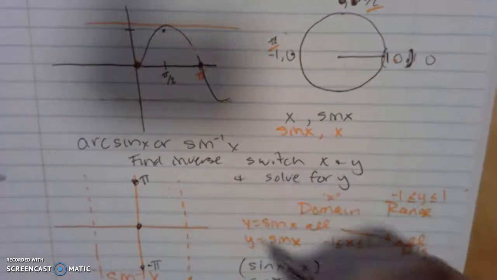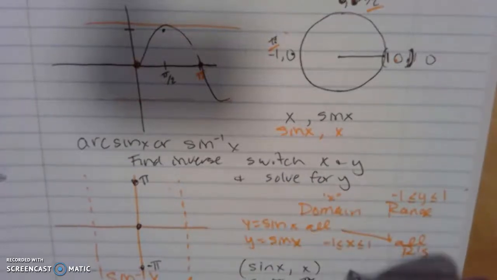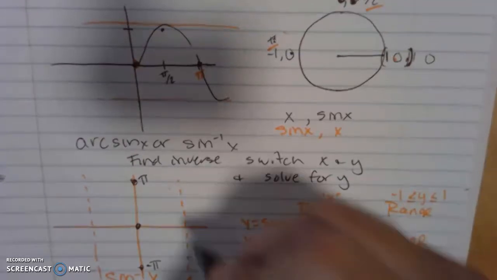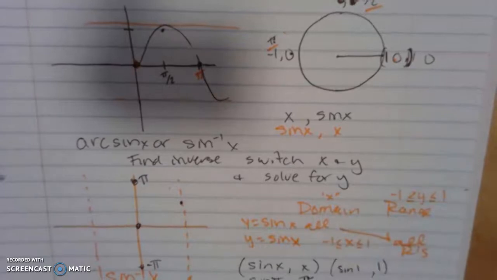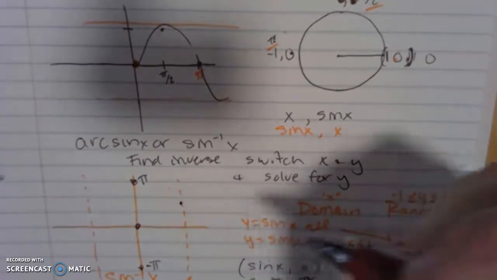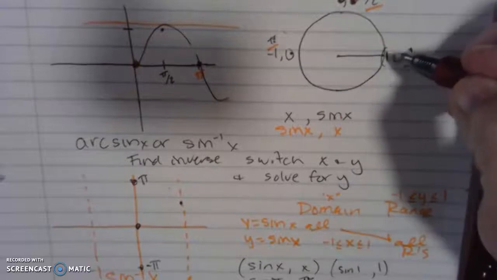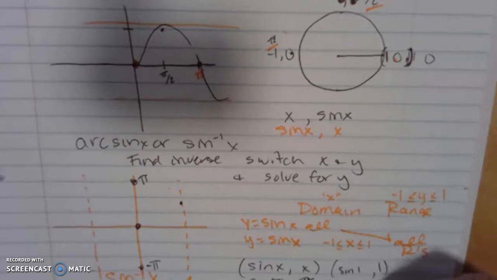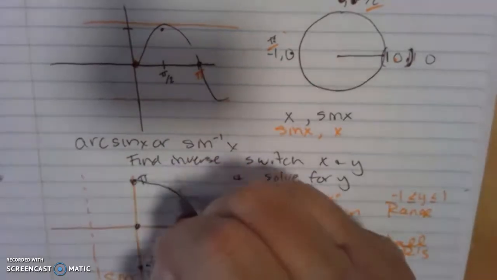And what's happening at 1? When I plug in 1 for my x value, sine of 1 is up here. Alexa, what's sine of 1? The answer to your calculation is 0.173648. So it's going to be positive.